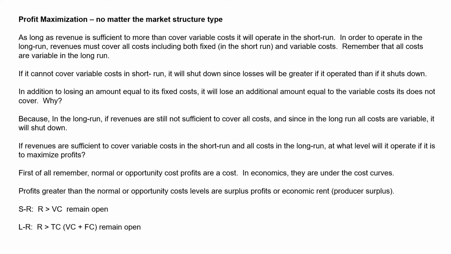So as long as revenue is sufficient, and this is looking at the short run, so long as revenue is sufficient to more than cover variable cost, or just cover variable cost, you'll continue to operate in the short run. In order to operate in the long run, revenues must cover all costs, including both fixed in the short run and variable cost. Remember that all costs are variable in the long run. And this is illustrated even further if you think about it in terms of what I just said, that in the short run, so long as you're covering the cost of your labor, for example, then you keep operating.